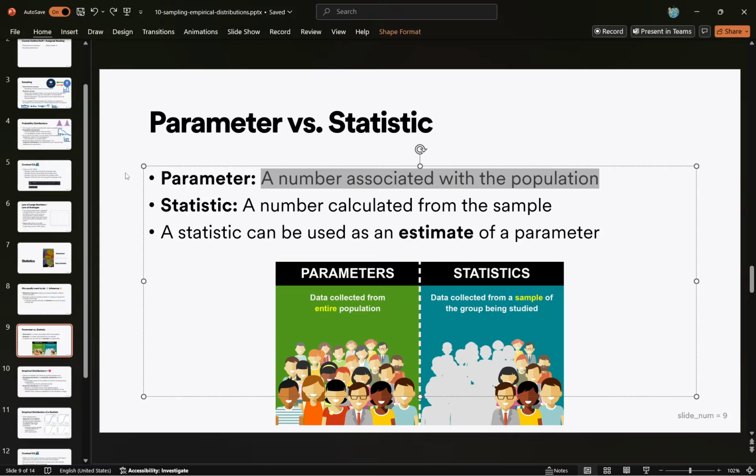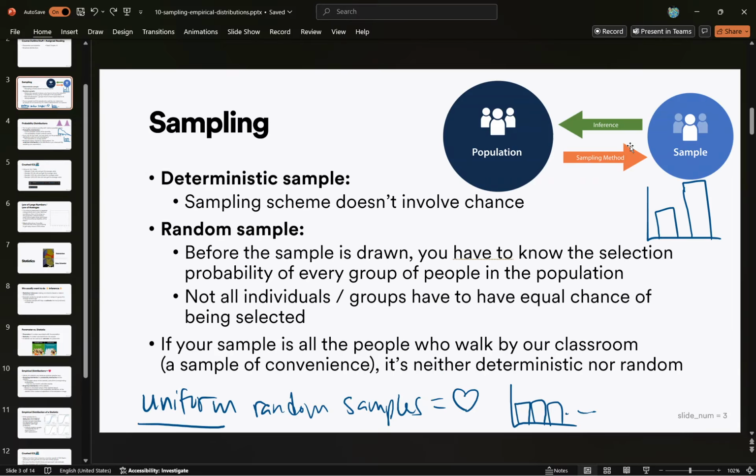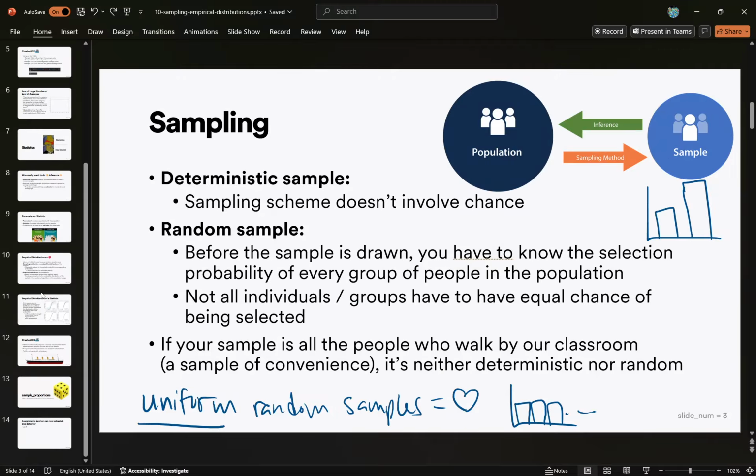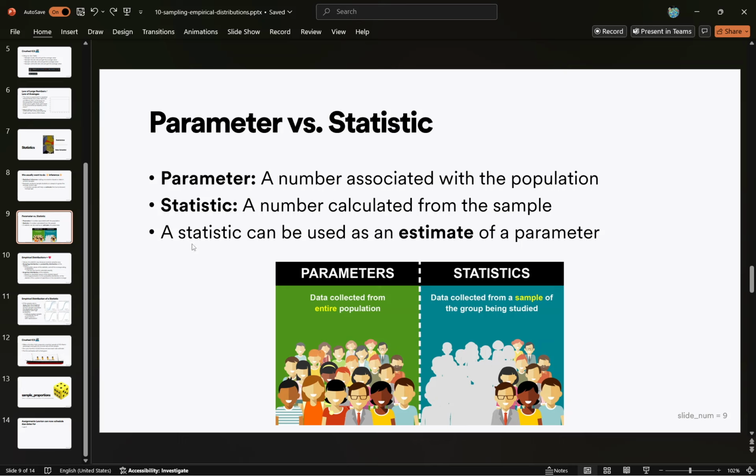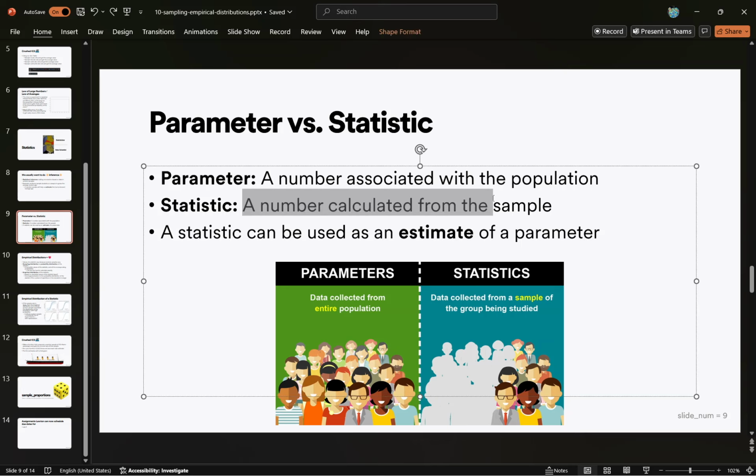So if you could have a list of all the billions of people on Earth and take their ages and compute the average age, you would have calculated a parameter, because that's the true value associated with the whole darn population. When you take a sample and take the average age, that's your statistic. That's the thing you use to infer the parameter. The technical term statistic is just a number calculated from a sample.